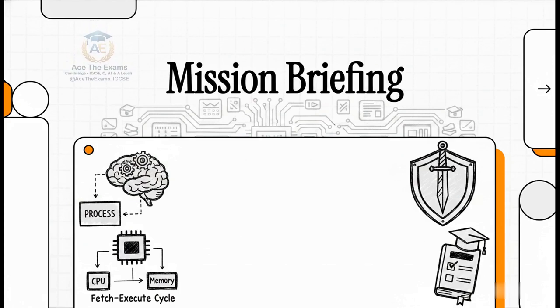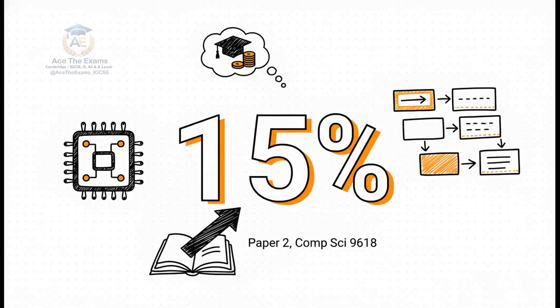If you want to extract those marks, you need a highly structured, strategic approach that actively demonstrates how a CPU processes data at the microscopic level. You're going to learn exactly how to analyze computer architecture, write perfectly formatted notation, and execute your answers like a top-tier candidate. Grab your tactical notebooks, because we are about to deconstruct the absolute core of CPU operations. Okay, let's dive into this.